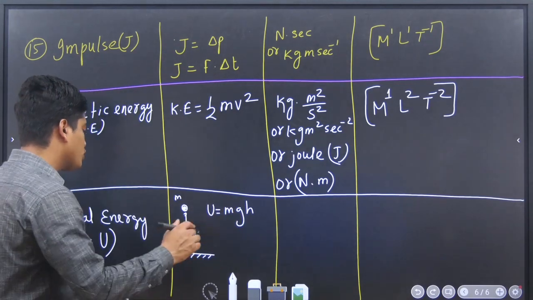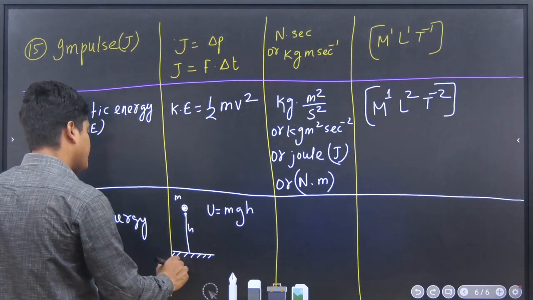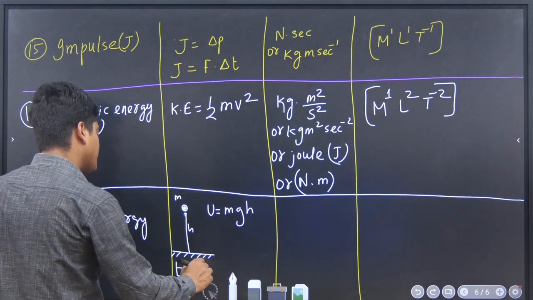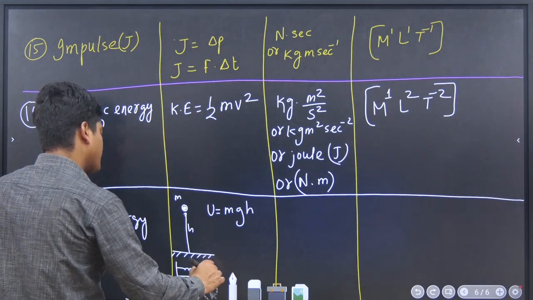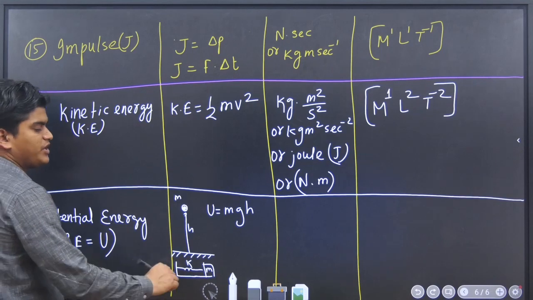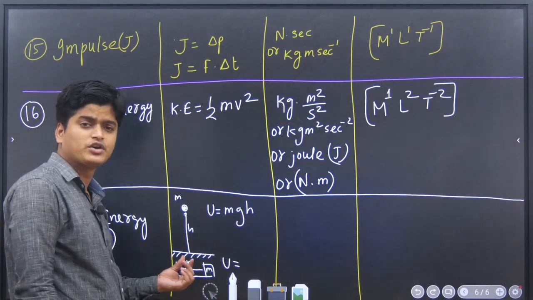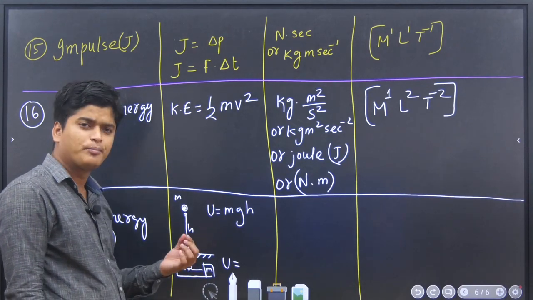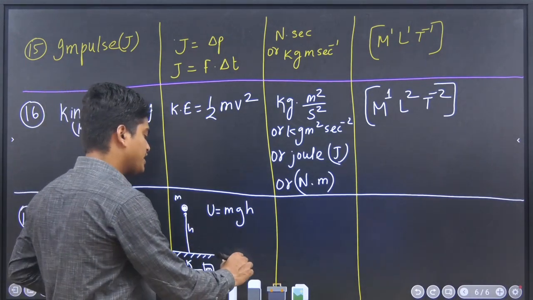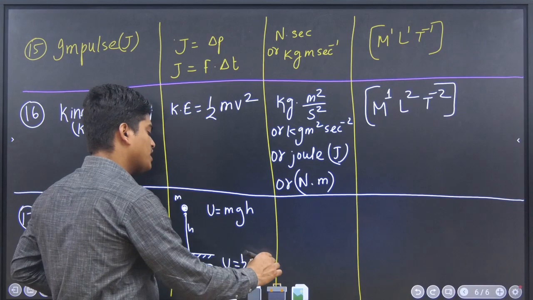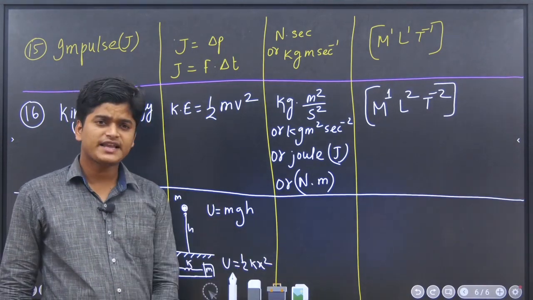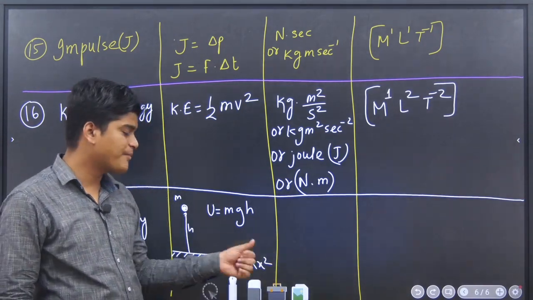But there is another type of potential energy. Suppose a spring is attached to a mass. When you stretch this spring, what will happen? One energy will be stored in the spring, whether you compress or stretch, whatever you do. That is potential energy called elastic potential energy, which is half kx square.